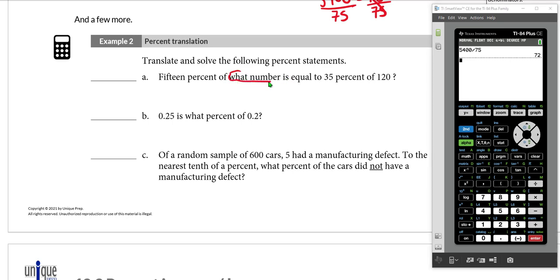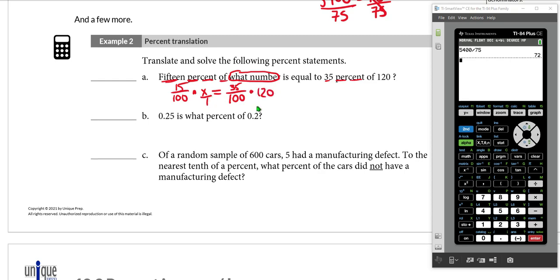I am going to circle that what number because that's what we're looking for. So 15%. Remember, 15% would translate to 15 divided by 100. That is 15 divided by 100 of, there's the of, what number, that's my unknown, that's what I need to know, is equal to, is just like an is, that would also translate to an equal sign. 35%, remember 35% means 35 over 100, 35 divided by 100 of 120.